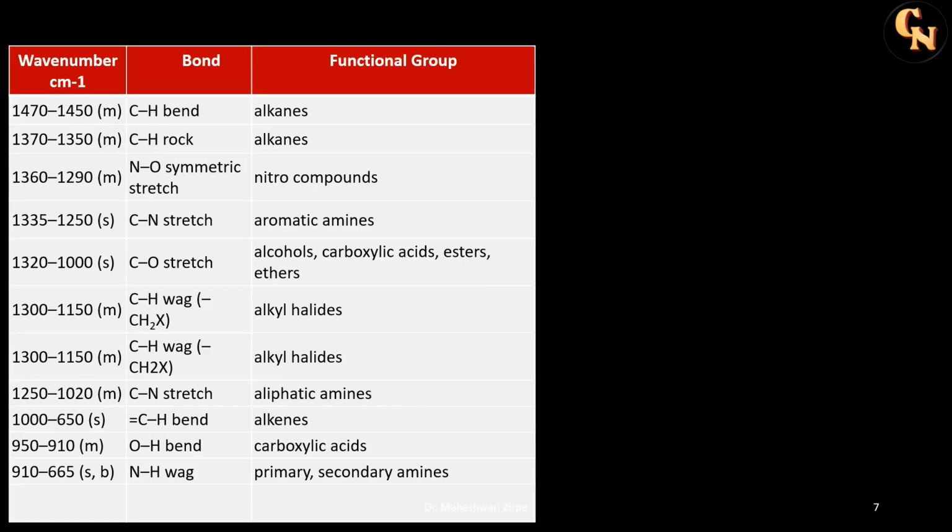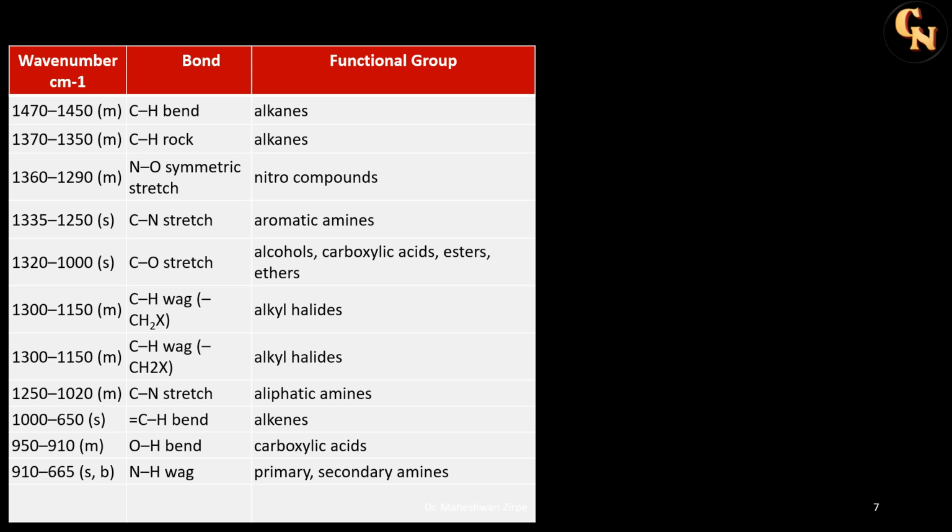Then for alkanes, CH bending shows from 1470 to 1450. Then CH rock indicates rocking, that is, in-plane bending, from 1370 to 1350 for alkanes. Nitro groups also show symmetric stretching between 1360 and 1290. CN stretching of aromatic amines is between 1335 and 1250, and so on.